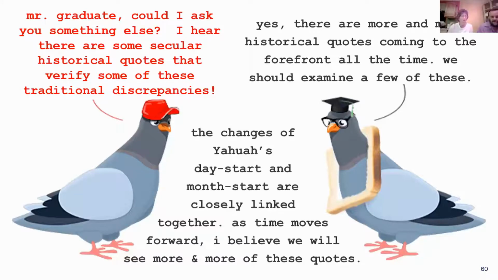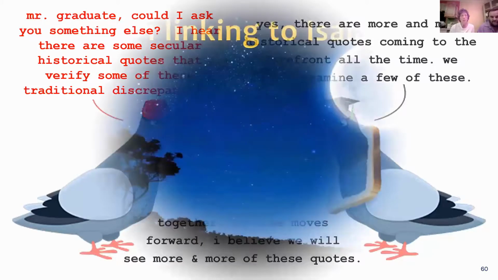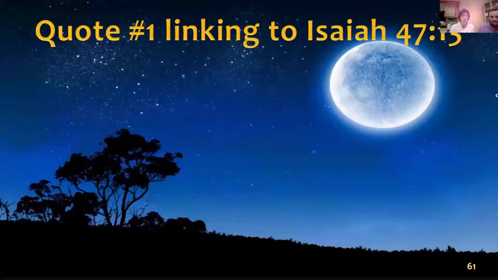Yeah. But they're coming out of the crooks and crannies now. So we need to just kind of look at a few things. I'm going to give you parts of three quotes that seem to link to Isaiah 47:13. And lots of times in these quotes, we will give you the whole quotes eventually. We need to do that someday. But the day start and the month start are often linked together.